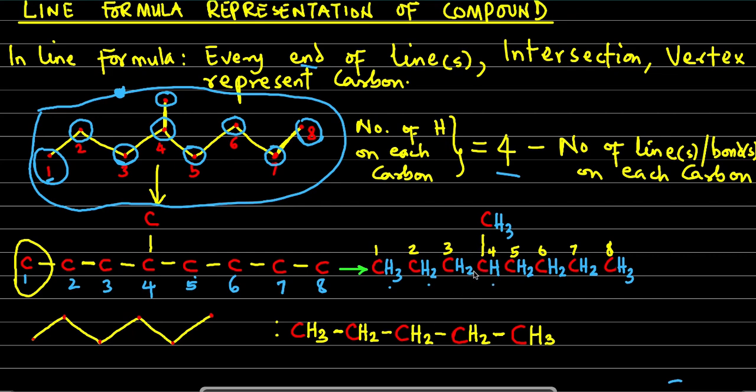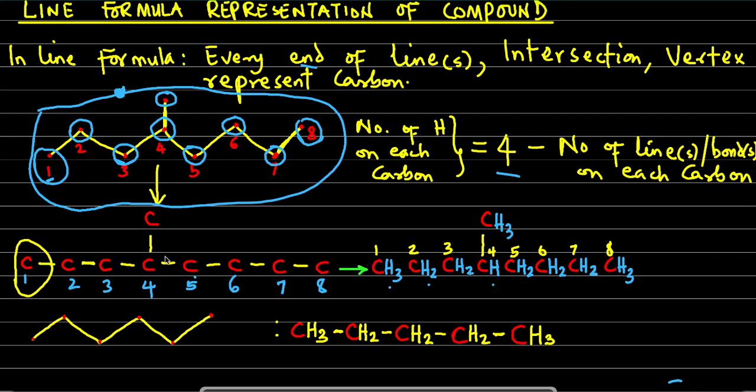Now you look at carbon 4. Carbon 4 has 3 lines: the left, the right, and up. So carbon 4 is actually attached to 3 lines. So the number of hydrogens that would be present on carbon 4 is going to be 4 minus the number of lines making contact with carbon 4, and that number is 3 lines. So 4 minus 3 is 1. That is why we have 1 here.